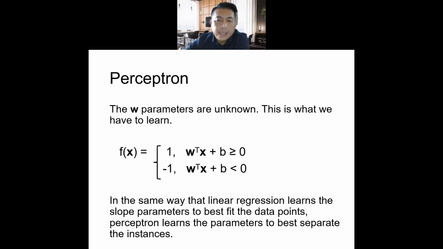In the same way that linear regression learns the slope parameter to best fit the data points, the perceptron learns the parameters to best separate the instances. So it will adjust the weights in order to separate between the positive and the negative.